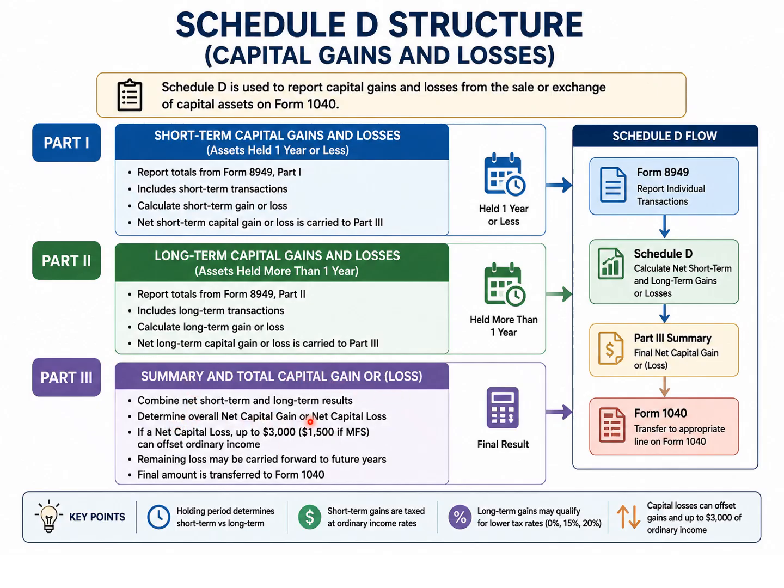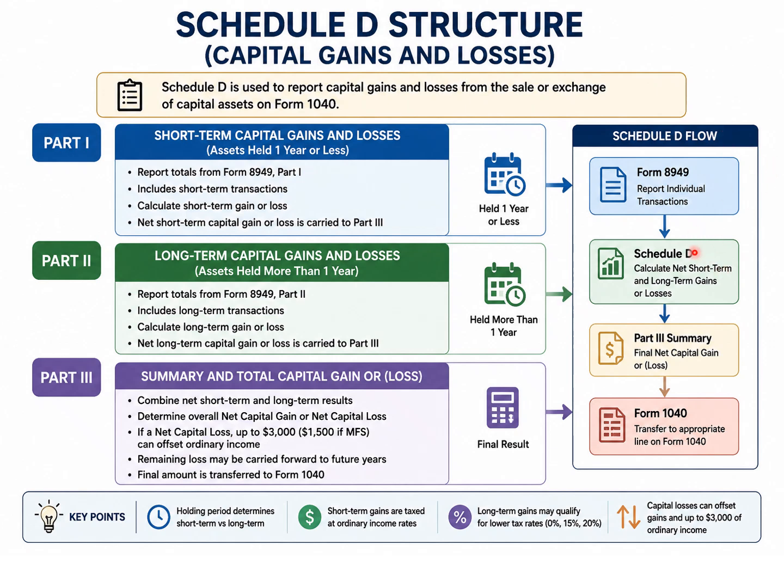So we combine the net short-term and long-term results to determine the overall net capital gain or net capital loss. If there is a net capital loss, up to $3,000, or $1,500 if married filing separately, it can be set off against ordinary income. The remaining loss will carry forward to future years, and the final amount is transferred to Form 1040.